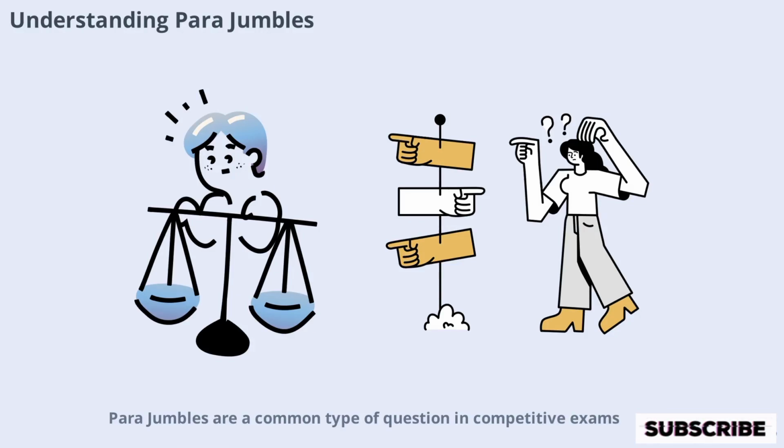Parajumbles are a common type of question in competitive exams, where you are given a set of sentences labeled with letters. Your task is to arrange them in a logical order to form a coherent paragraph. This tests your ability to understand context, logical flow, and the relationships between ideas. Mastering parajumbles not only improves your reading comprehension, but also sharpens your analytical thinking.